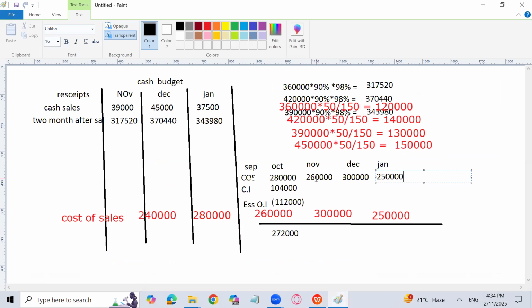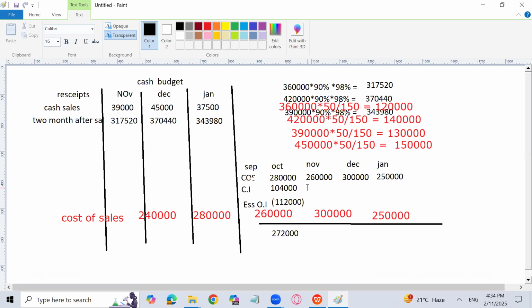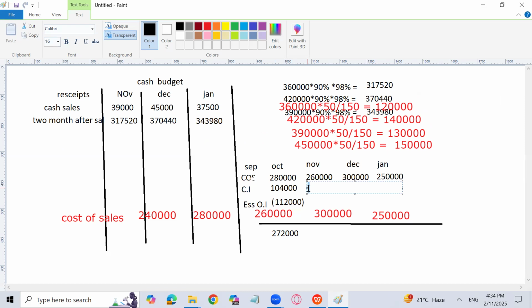So November cost of sale is 2,60,000. So the closing inventory 1,04,000. October cost of sale is 2,80,000. So 40% of this is the closing inventory of September and opening inventory of October. So 3 lakh into 40% is 120,000, and the opening inventory I can calculate directly 1,04,000 because it is given. Because the closing inventory of October will become the opening inventory of November, right? But I did it wrong. I need to write the brackets because it needs to be subtracted.